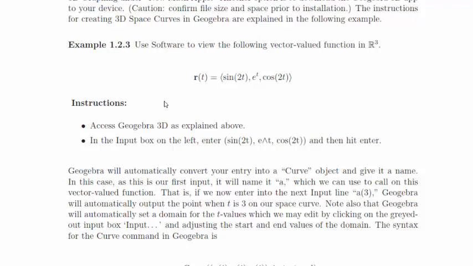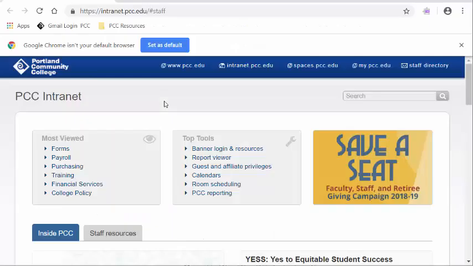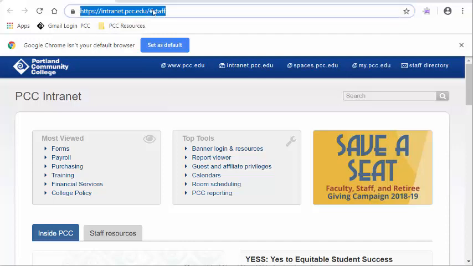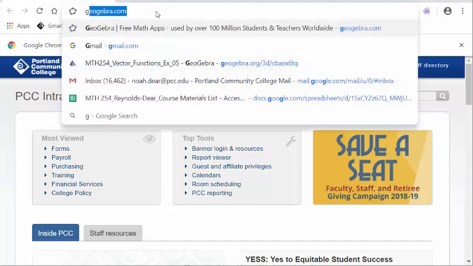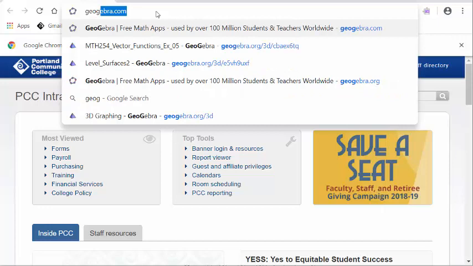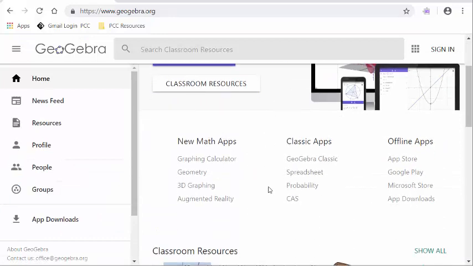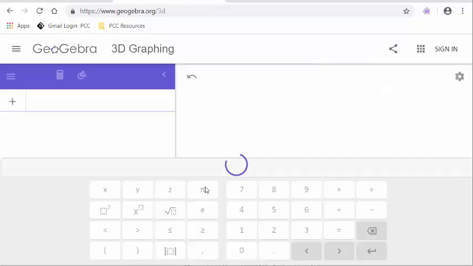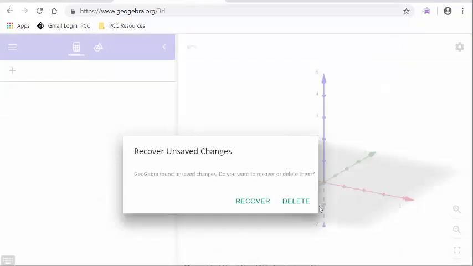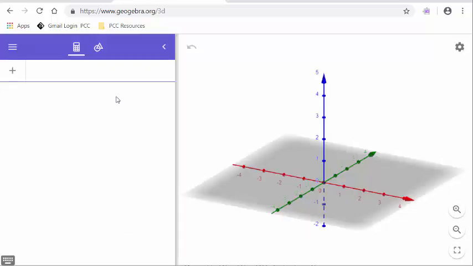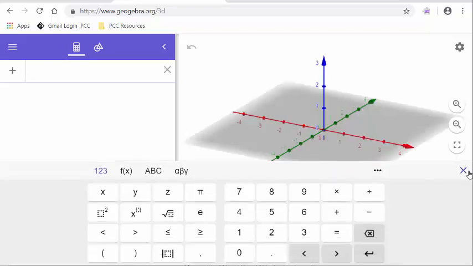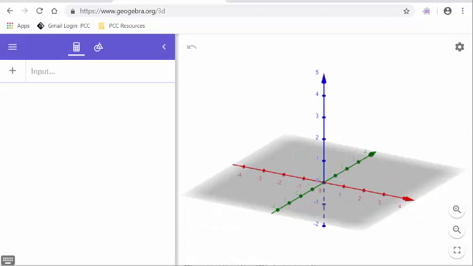So go ahead and get a web browser opened up. Once you have your web browser open, go to geogebra.com. And you'll go down to find the 3D graphing link right here under New Math Apps. Apparently I had something up here already. I usually just type things out, so I close the keyboard out. And I want to go to my input.